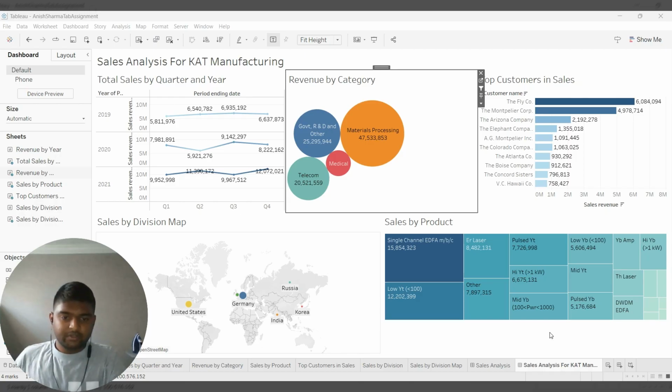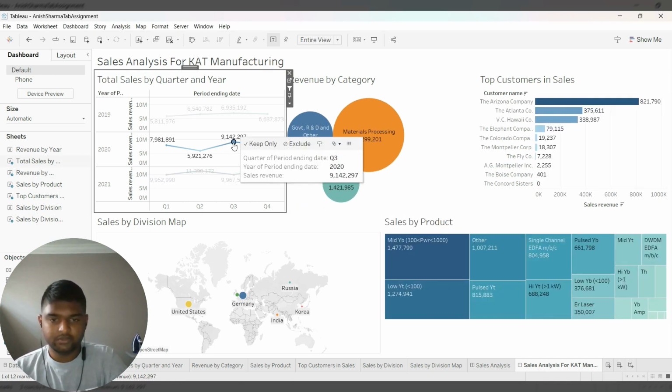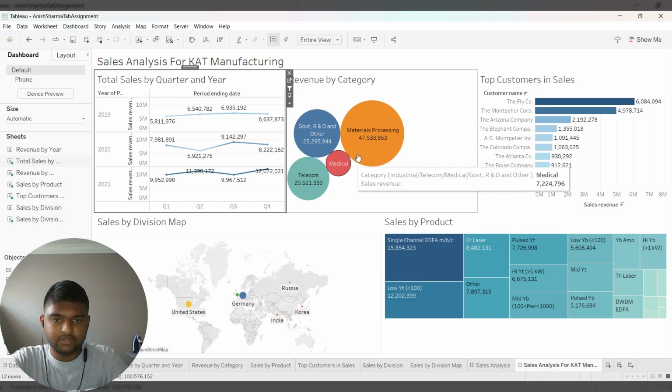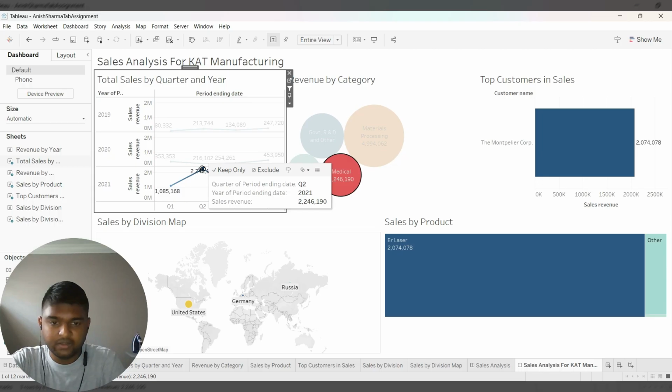Okay, so the total sales revenue for the third quarter of 2020. As we can see here, the sales revenue was equal to 9,142,297 for that quarter in that year. And for the second question, the total sales revenue in the medical category for the second quarter of 2021. So let's see, medical in second quarter, that would be 2,246,190 in terms of sales revenue for that quarter.